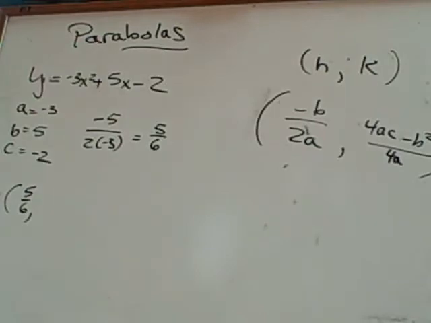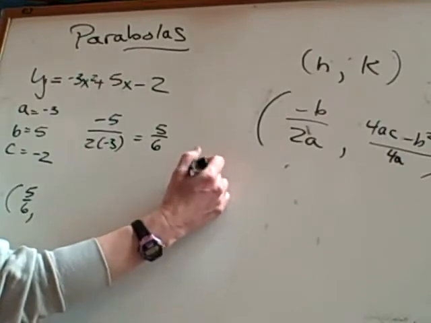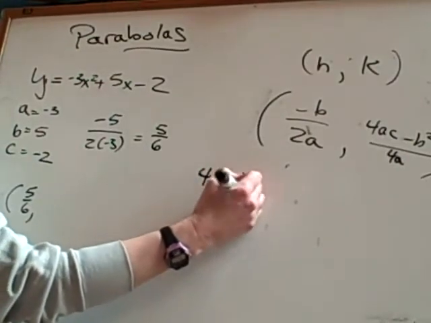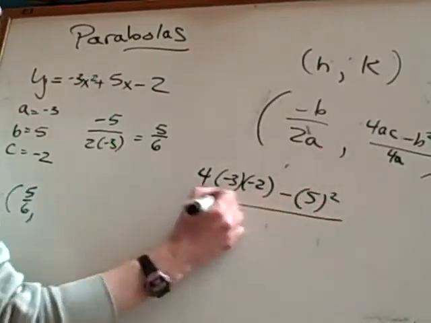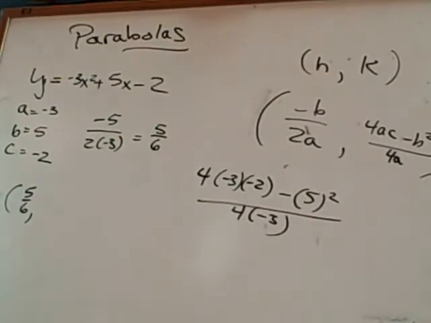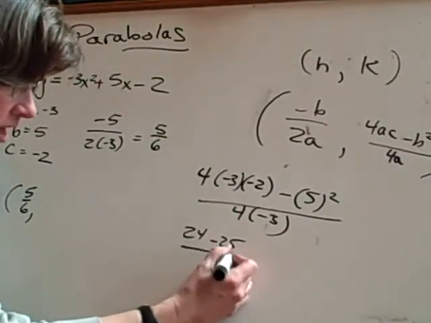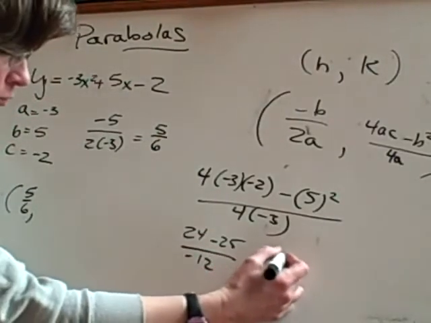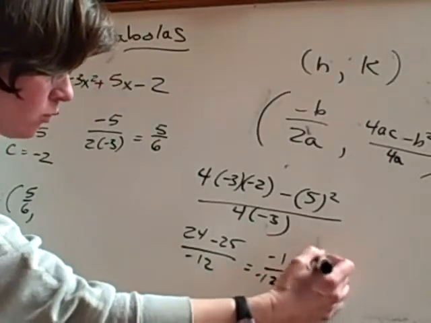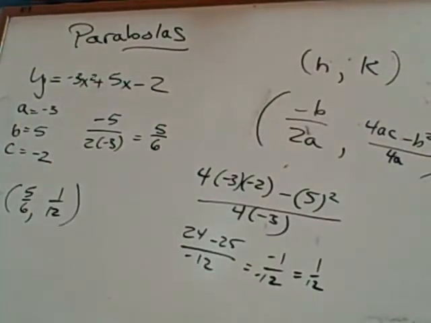I said never. That teaches you never say never. Let's go ahead and do the formula since it said to do it in the notes. 4 times negative 3 times negative 2 minus 5 squared all over 4 times negative 3. So let's see, that's 24 minus 25 all over negative 12. Negative 1 over negative 12 gives me 1/12. I guess it wasn't too painful. If I actually have the formula right there, no problem.